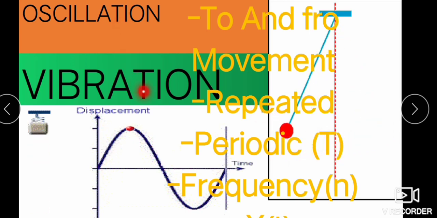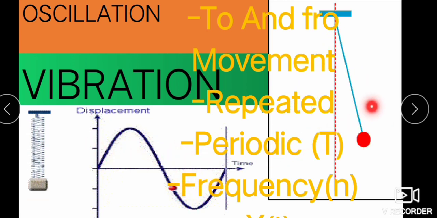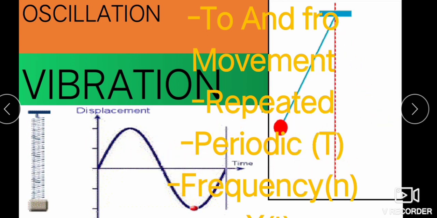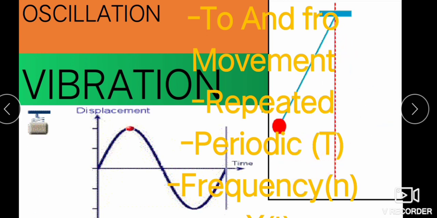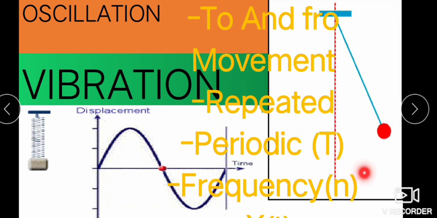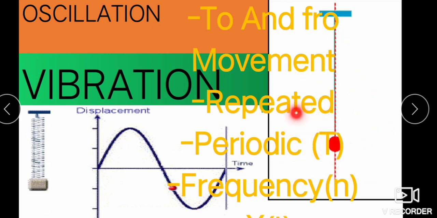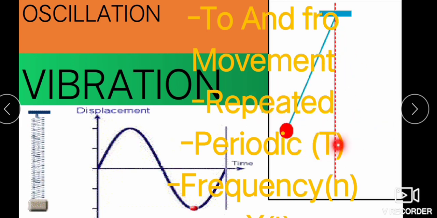We define oscillation or vibration as one set of to and fro movement, and the time required to complete this one repeated set of movement is known as the periodic time. Frequency is the number of oscillations performed per unit time.